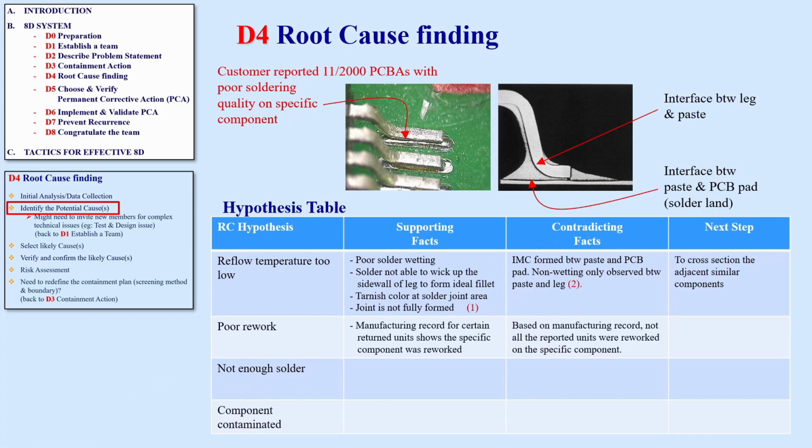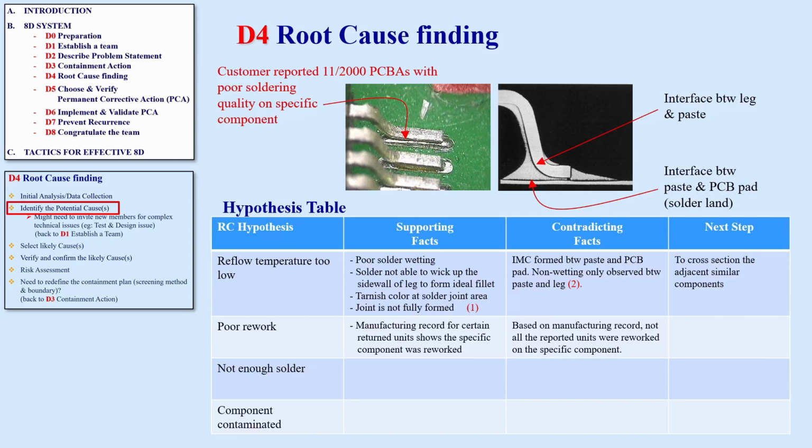Let's move to the second hypothesis, poor rework. The supporting fact is: manufacturing record for certain returned units shows the specific component was reworked. However, not all the reported units were reworked on the specific component. This becomes the contradicting fact.